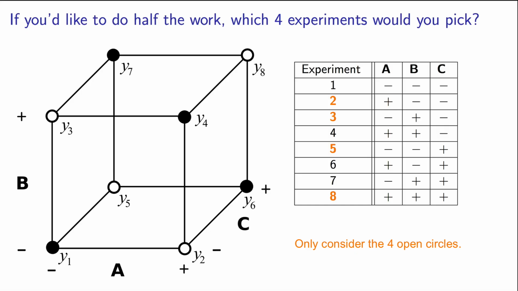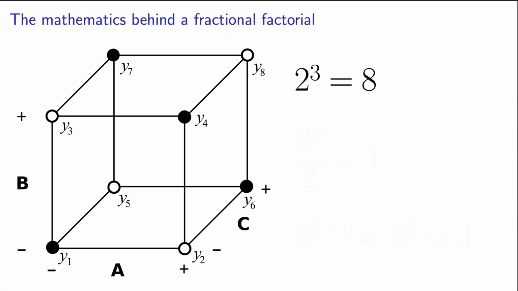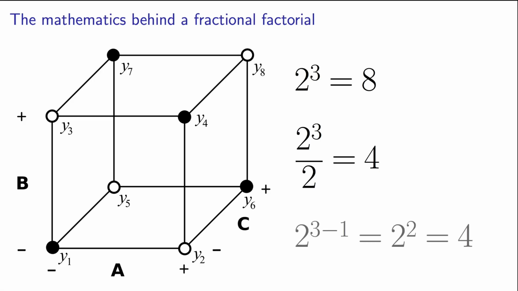We call this a half fraction. The full set of experiments for 3 factors would have required 2 to the 3 experiments. If we want to do half the work, then we can divide by 2 here, which is equal to 4. Or for those of you that remember your exponent rules, we could write this as 2 to the power 3 minus 1. This equals 2 to the power of 2, which equals 4. There is a systematic way to select those 4 runs.